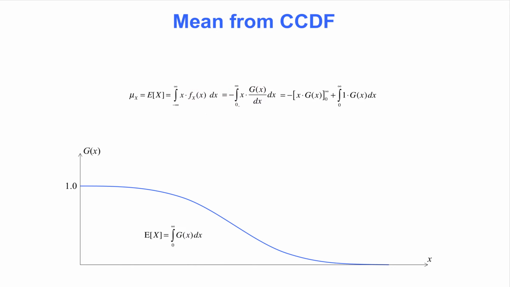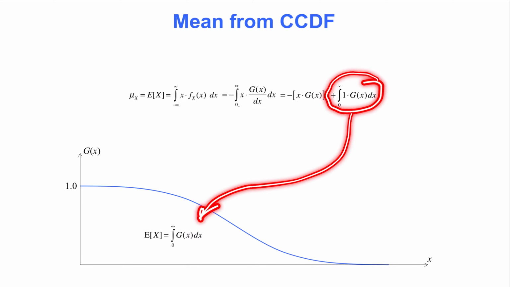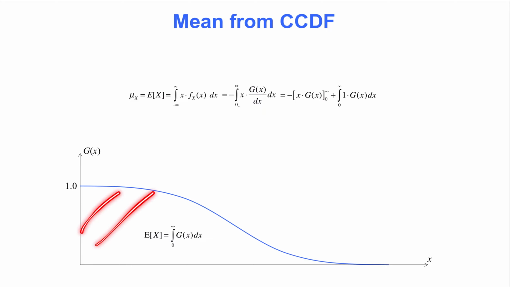Next, we apply integration by parts, which removes the derivative on G and differentiates x once. The boundary term, evaluated at x equals 0 and x equals infinity, vanishes because either x or G is 0. We are left with the integral of the complementary CDF. This means that the mean seismic loss is the area underneath the loss curve.